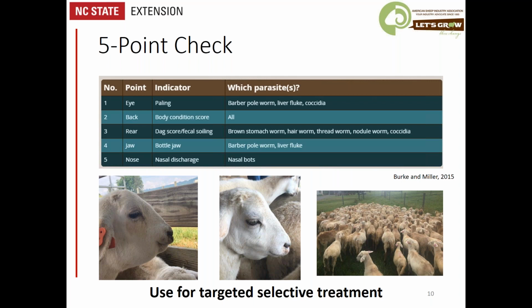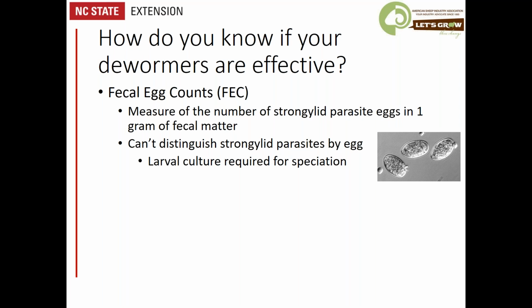So I have a couple pictures here, examples of what bottle jaw can look like. And again, we can use this 5-point check as a tool to help us determine who needs to be treated and apply it to this targeted selective treatments. So that's how we can determine who needs to be dewormed. But how do we know if our dewormers are effective? And this is where the fecal egg counts come in.